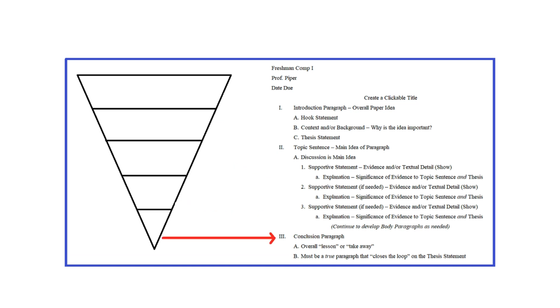The next part is our conclusion paragraph. However many body paragraphs we have, sooner or later we come up to a conclusion. That conclusion is that lesson or the takeaway. What is it that you want your reader to really remember by the time the reader finishes your paper? Now, it's got to be a real paragraph here, so be sure that you're closing the loop on your thesis statement, and what that does is finish everything off.